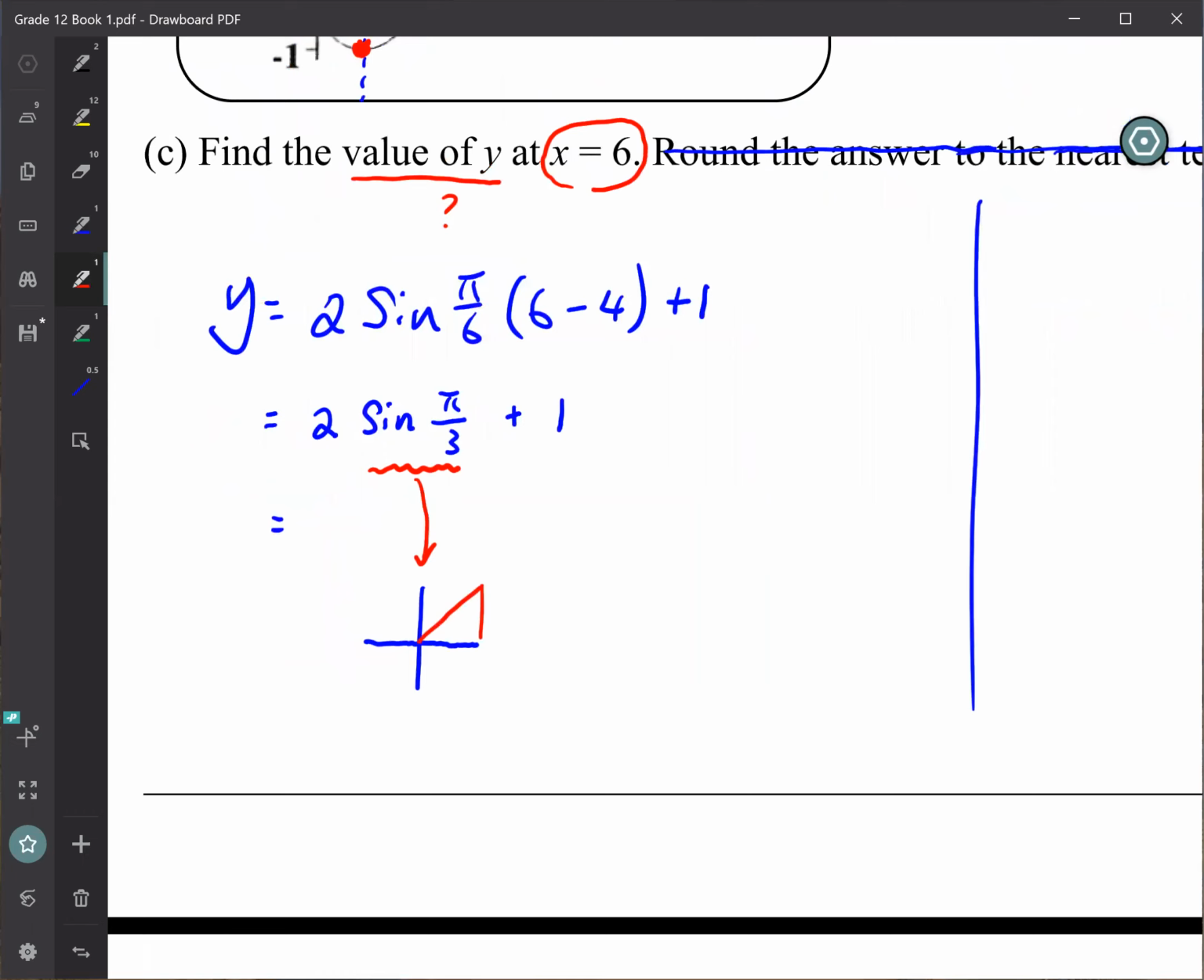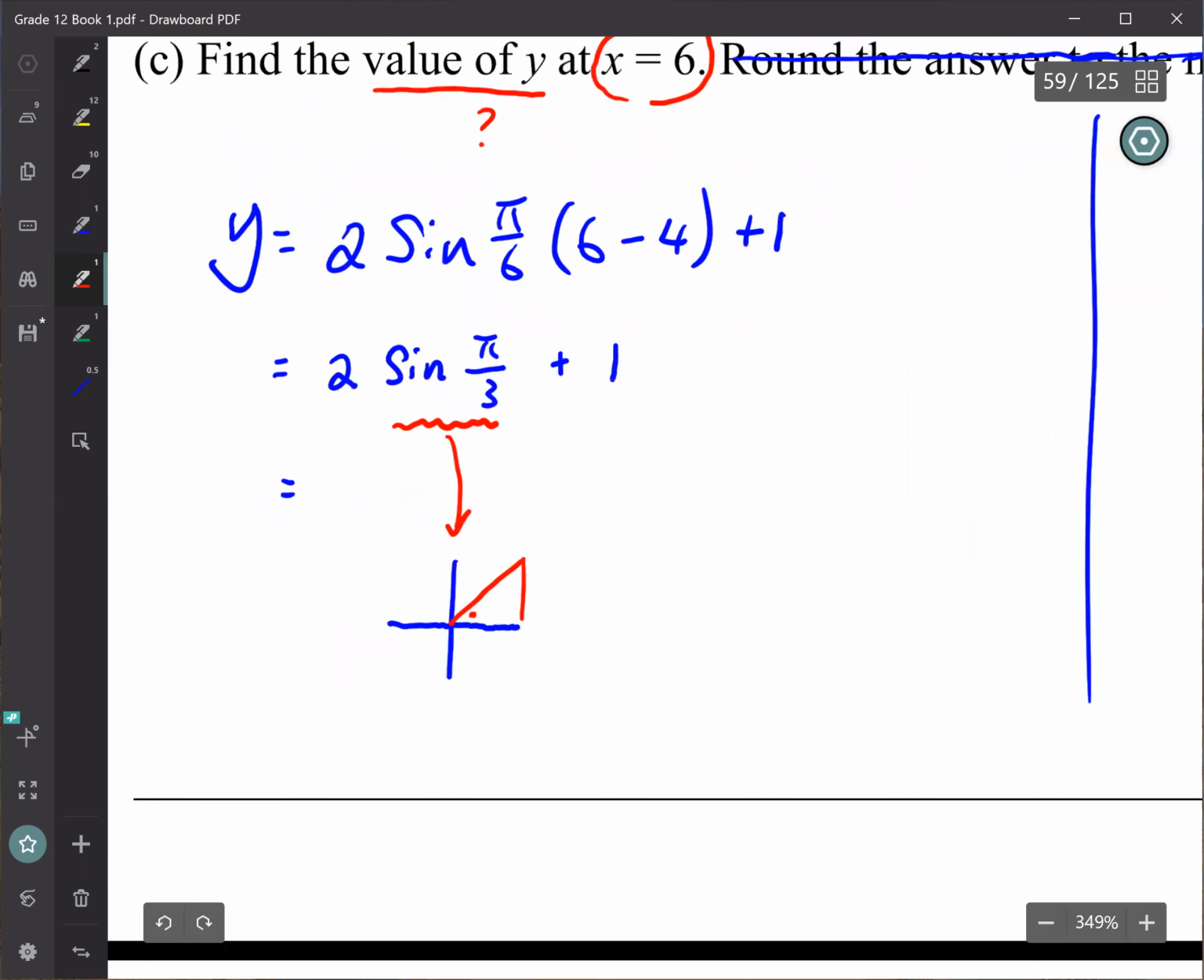So how big is the reference angle then? It was 30 degrees. In radians. Oh, right. It was pi over 3. Pi over 3. Okay. So if it's pi over 3, let's put that there. That's pi over 3. What's the next step?